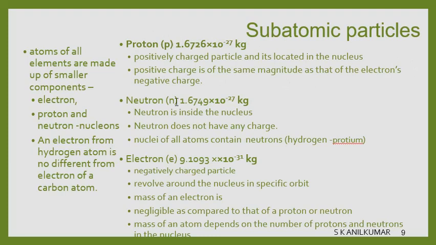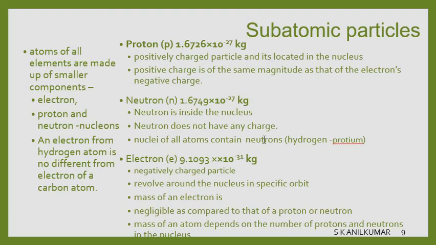P is the representation of the proton. N is the representation of the neutron. What is a neutron? It is again inside the nucleus. It is not charged. It does not have any charge. It is inside the nucleus. This is charged. This is not charged. Nuclei of all atoms contain neutrons. All atoms contain protons. All atoms contain neutrons. But then the proton or neutron numbers can undergo a change. One proton extra, one electron extra can happen.